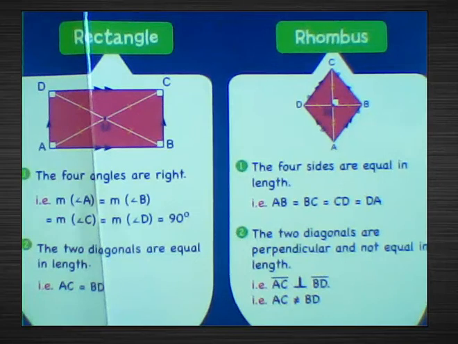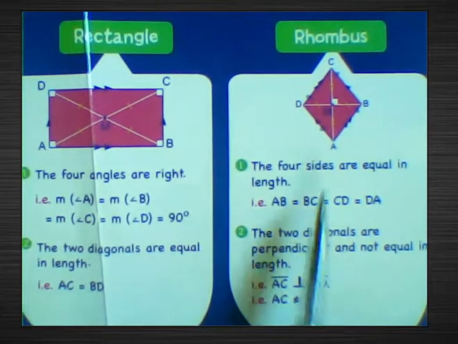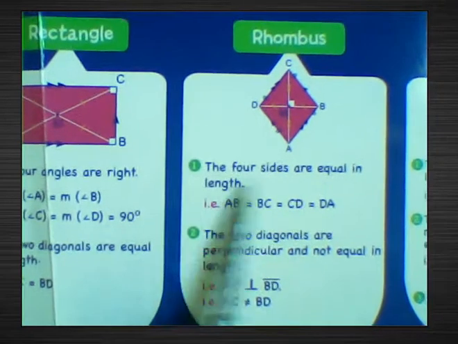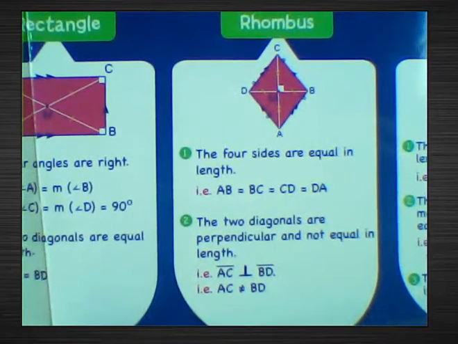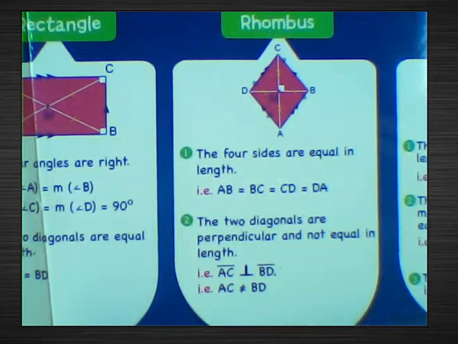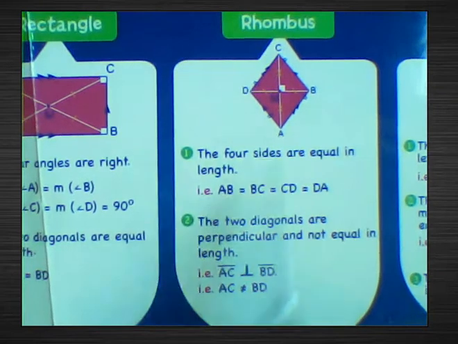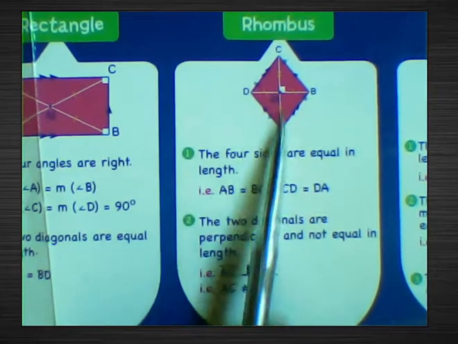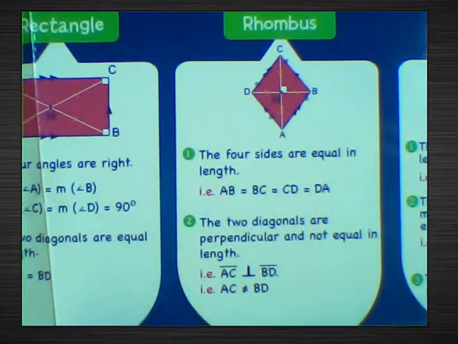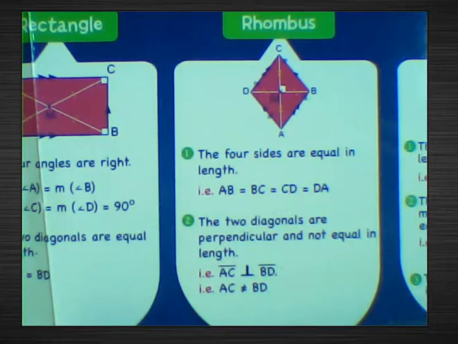And what about the rhombus? Rhombus ABCD. The four sides are equal in length: AB equals BC equals CD equals DA. The two diagonals are perpendicular and not equal in length. AC is perpendicular to BD and AC is not equal to BD.